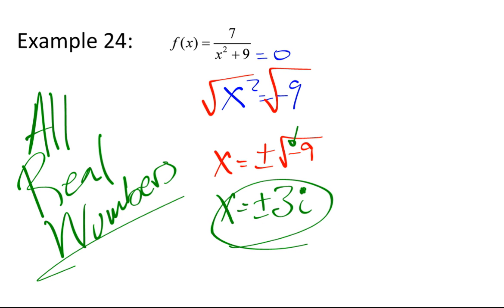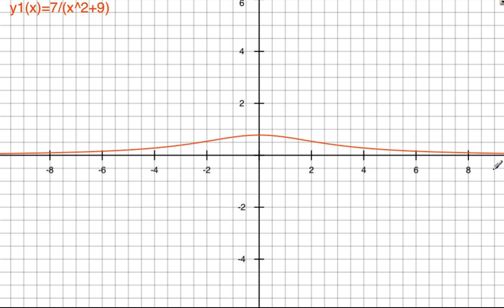What does that graph look like then if it's going to be all real numbers? It's going to be this. Is there any vertical asymptote that it's not touching? No. It goes everywhere this way, and everything in between. It's kind of a boring graph, isn't it? Looks like a little hill.